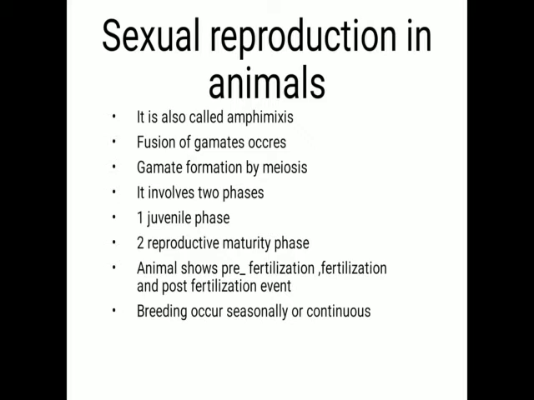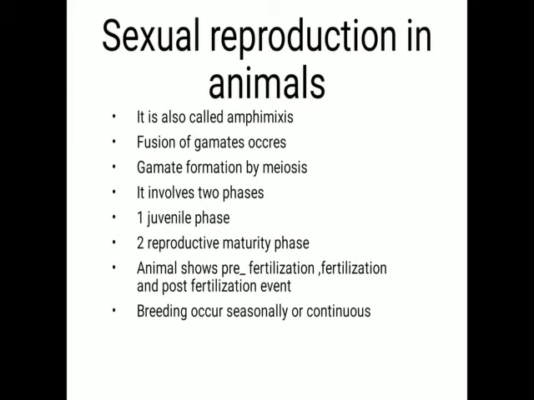Now we get into sexual reproduction in animals. It is the process which involves the production of offspring by formation and fusion of gametes. Hence it is called amphimixis. Both meiosis and mitosis occur during this type of reproduction. Sexually reproducing animals show two main phases in their lifespan. First one, juvenile phase, and second one, reproductive maturity phase.